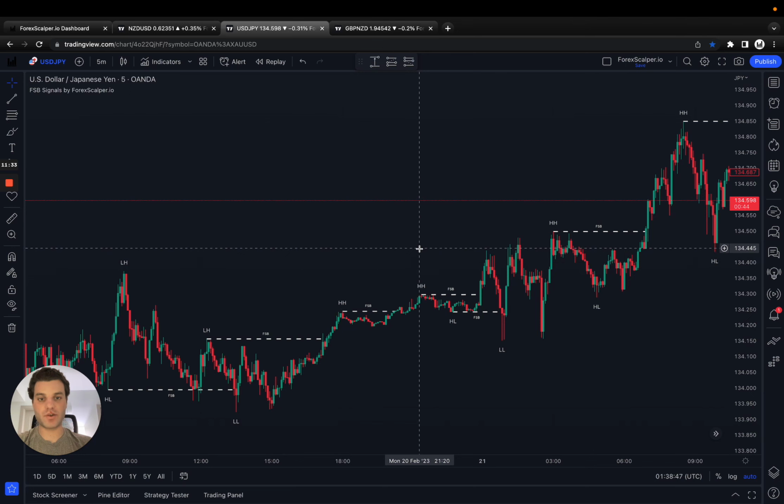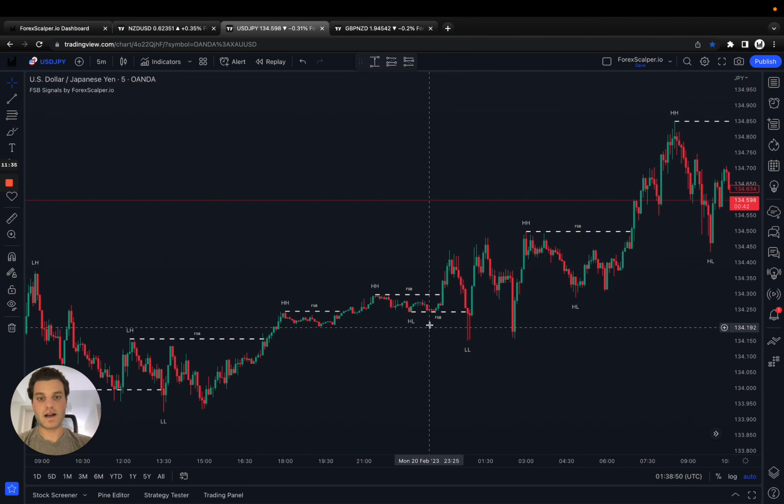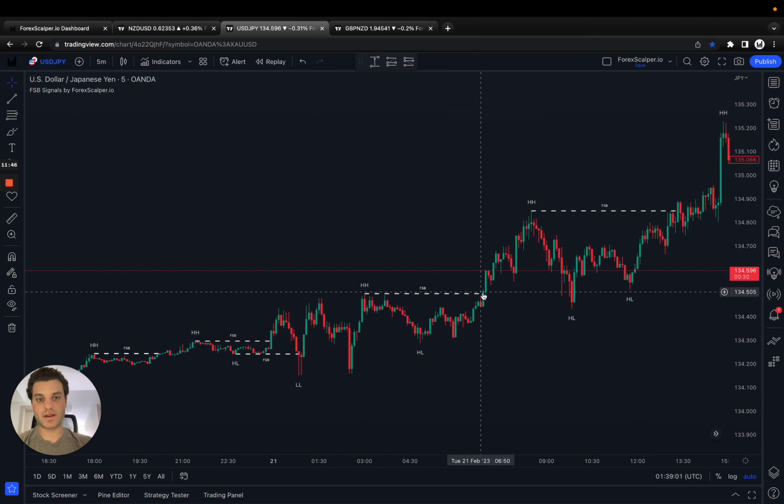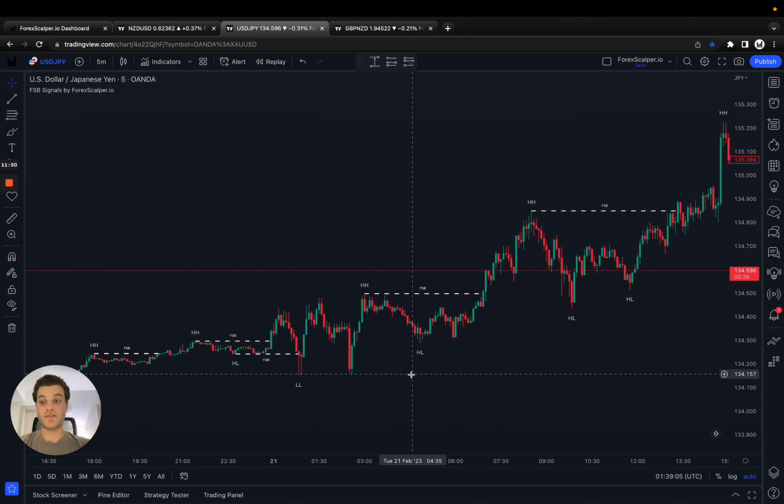Here we didn't have anything, we don't take it. Here was a higher low, then we had a breakout, so we could have taken that if we didn't get stopped out. Lower low, now we take a look at this FSB here, this break. Previous anchor point was a higher low, which means it's valid, it's good.